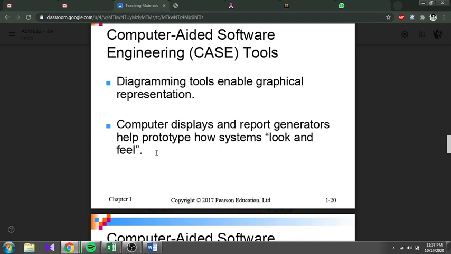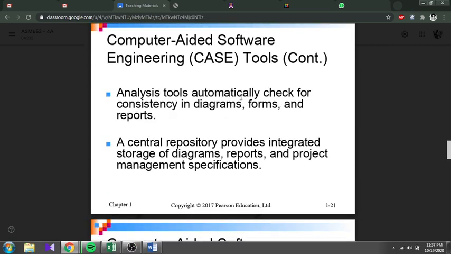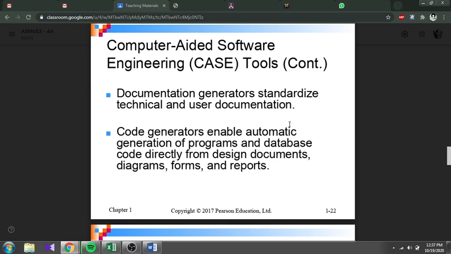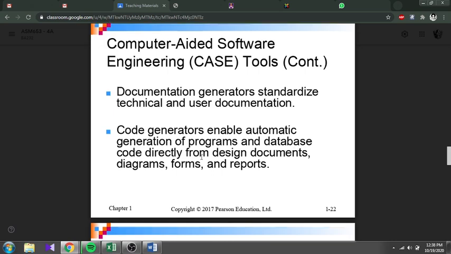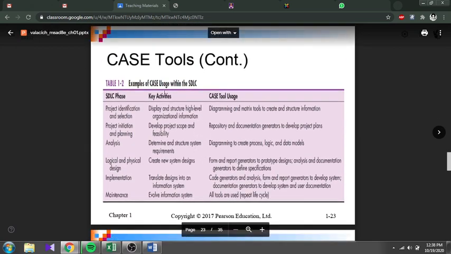Okay, these tools already exist, so they just use those things to simulate the system. This is the continuation: analysis tools automatically check for consistency in diagrams, forms and reports, and a central repository provides integrated storage of diagrams, reports and project management and specifications. And then documentation generators standardize technical and user documentation, and code generators enable automatic generation of programs and databases.